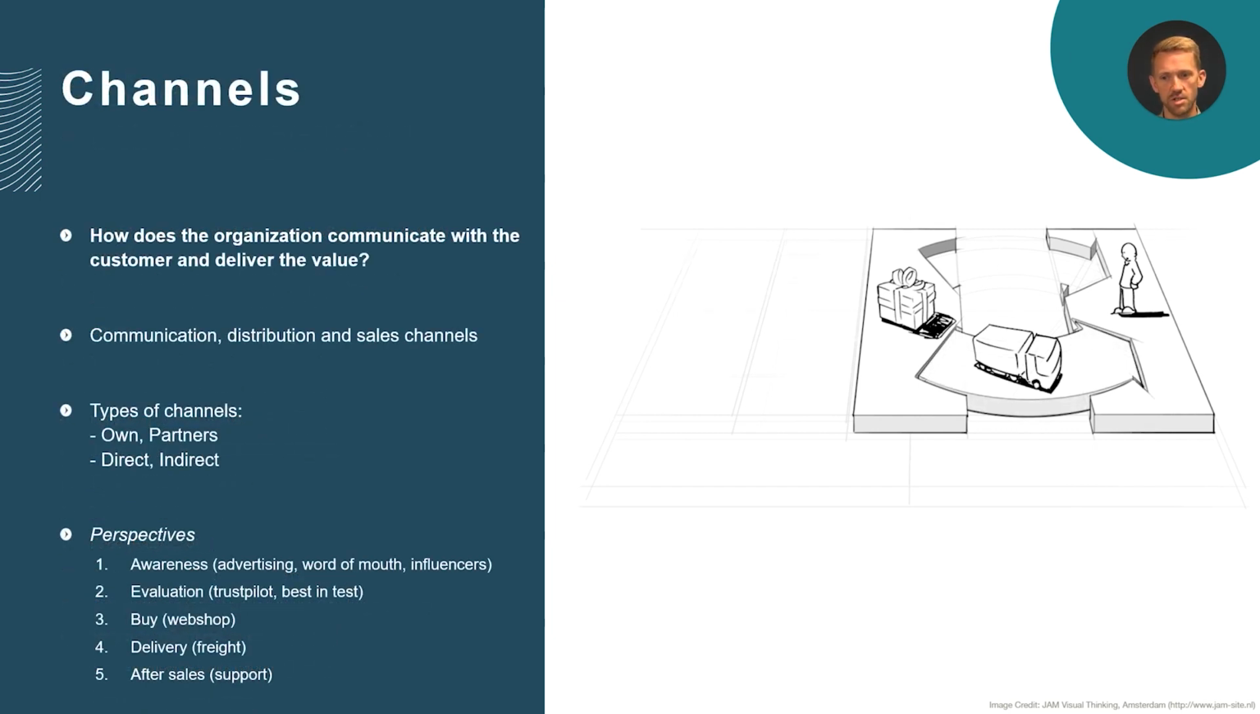Next up, we have channels. So as the little truck on the visualization is showing, the channel strategy or the channel block is about how the organization communicates with the customer and delivers the value. So this is both about communication with the customer, but also distribution and sales to the customers. And there could be different types of channels.